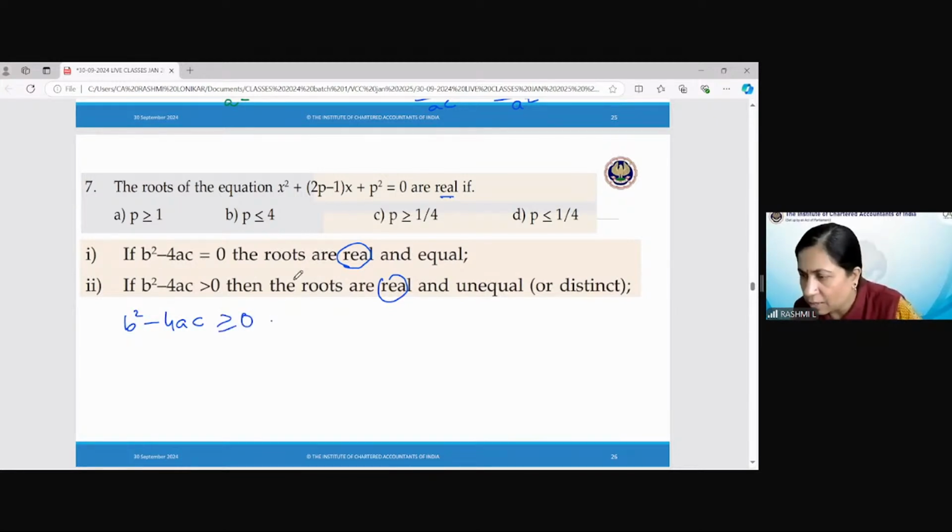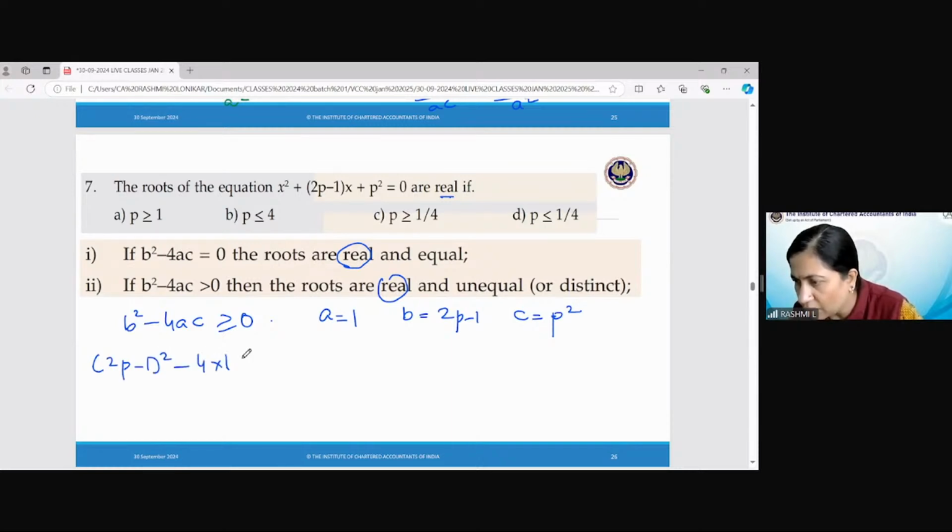Now, a is 1. B is equal to 2p minus 1. C is equal to p square. Now b square minus 4ac will be equal to 2p minus 1 whole square minus 4 into 1 into c, which is p square. I'm just talking about the LHS. So 2p minus 1 whole square is 4p square minus 4p plus 1 minus 4p square. This 4p square gets cancelled.